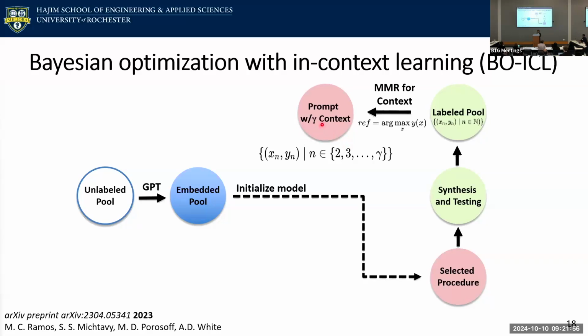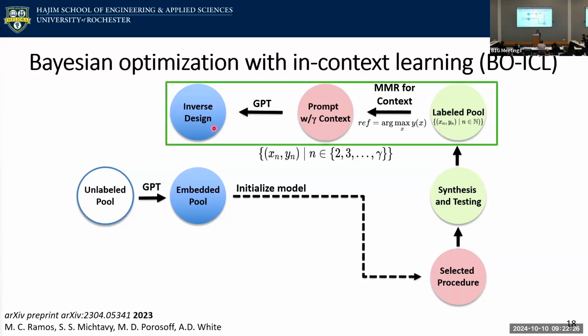So we start building up that prompt based on this labeled pool. So initially we only have one experiment, so we only have one piece of context, but as we go through this loop, we'll build up more experiments in this labeled pool. So we need to use max marginal relevance to compare the top performing experiment in the pool with other experiments in that pool based on similarity to that top performing experiment to build up this prompt. And once we've built up this prompt, we feed it into GPT and we run inverse design.